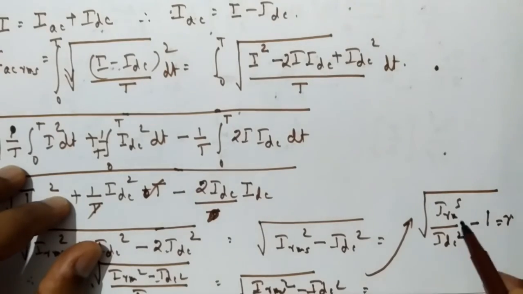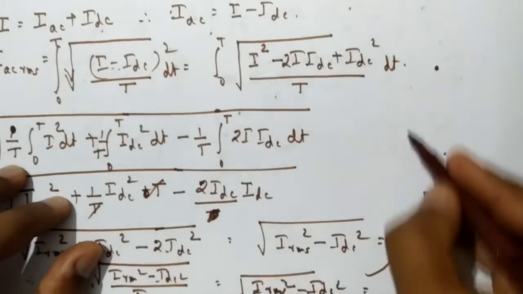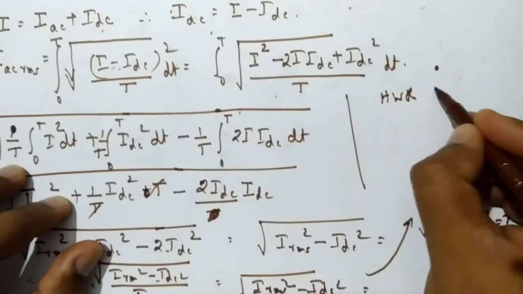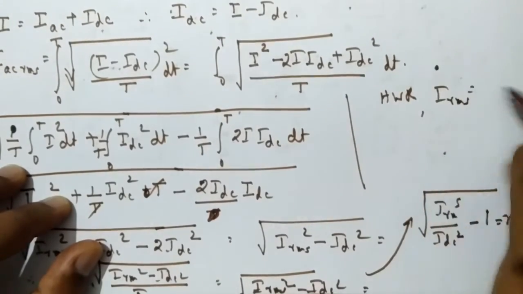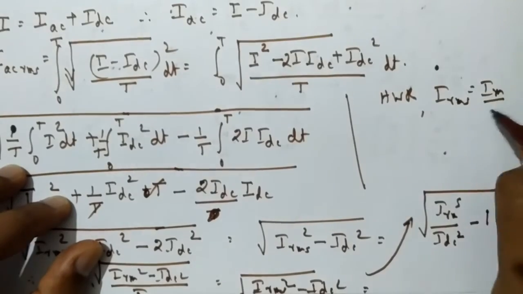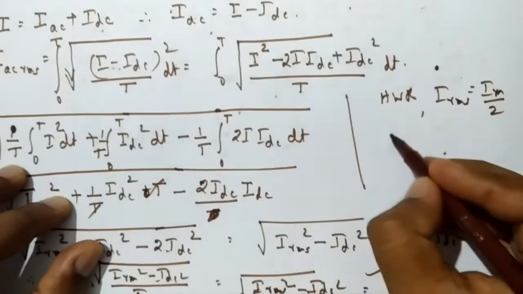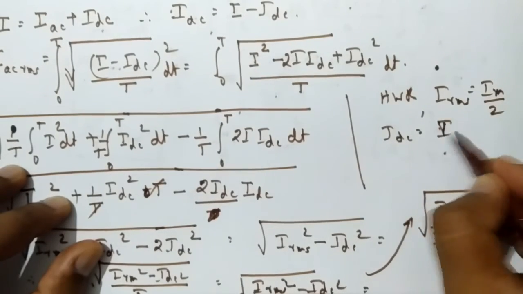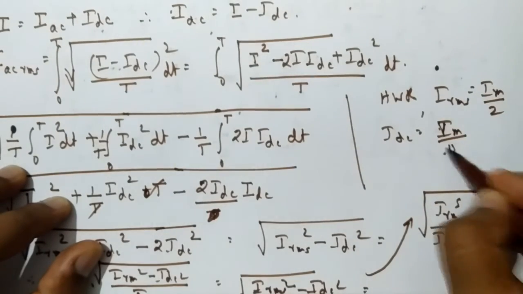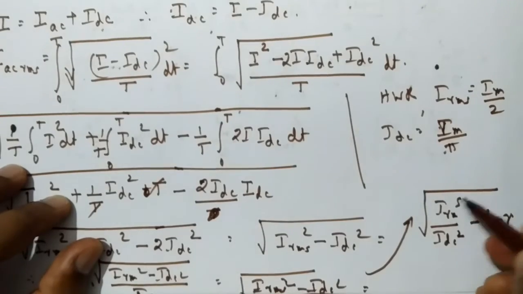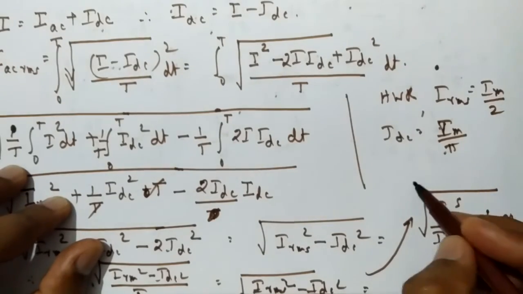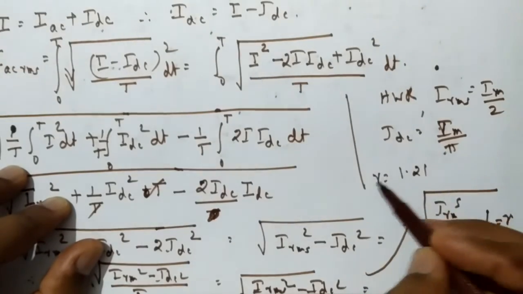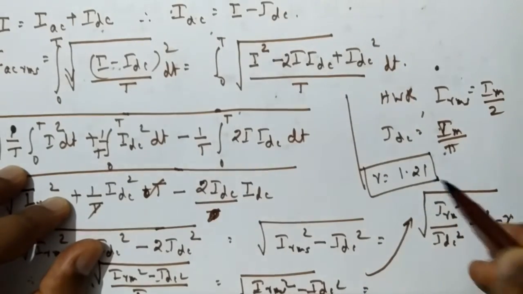Now, in the case of a half wave rectifier, what is the RMS value? I RMS is equal to Im by 2, and I DC is equal to Im divided by pi. If you substitute this, it will turn out to be 1.21. The ripple factor will be 1.21 for a half wave rectifier.